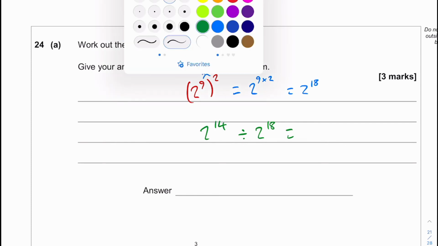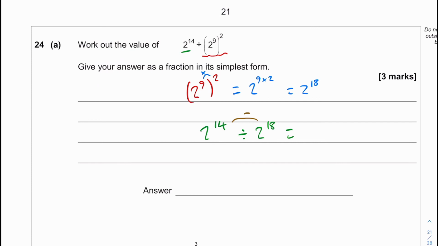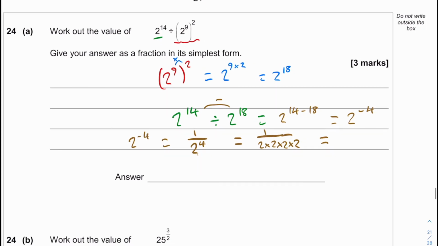When we have a situation like this, what we do is we subtract the powers. So we have 2 to the power of 14 take away 18, which is equal to 2 to the power of -4. And we know that whenever we've got a negative power, it's 1 over the base, which is 2 to the power without the negative sign. This is equal to 1 all over 2 times 2 times 2 times 2, which when simplified, 2 times 2 is 4, times 2 is 8, times 2 again is 16, so the answer is 1 over 16, and that's the final answer for that question.